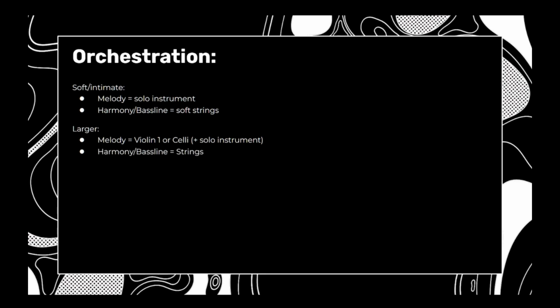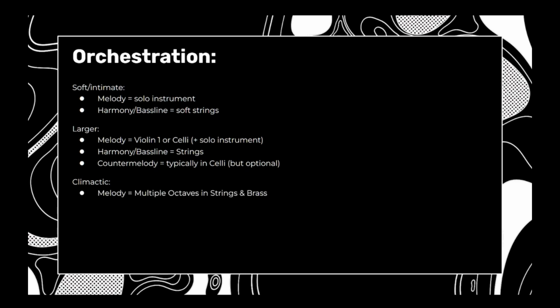If you wanted to get a little more nuanced, you could consider writing a counter melody and having another string family perform it as well. Finally, for a massive and tragic sounding variation, these themes are very frequently orchestrated with the melody performed in octaves by violins, violas, cello, and brass instruments.